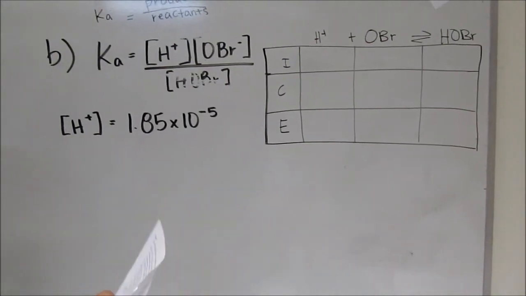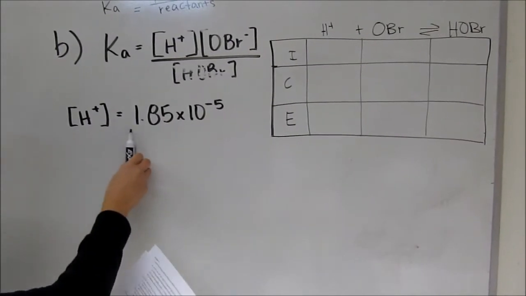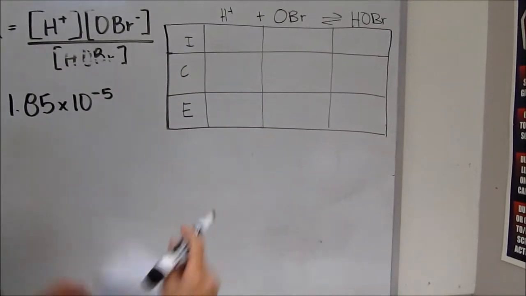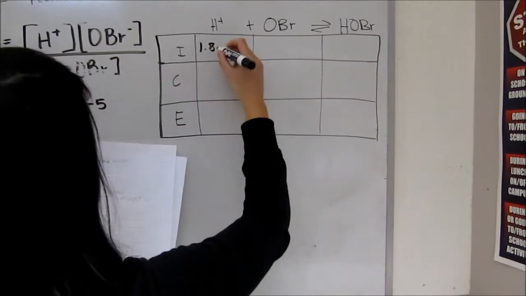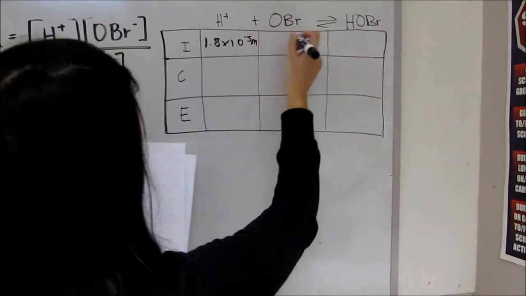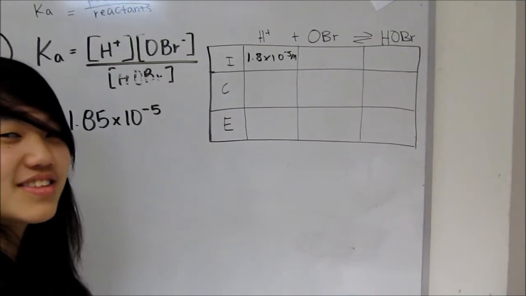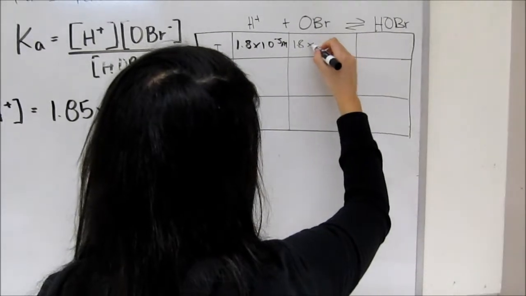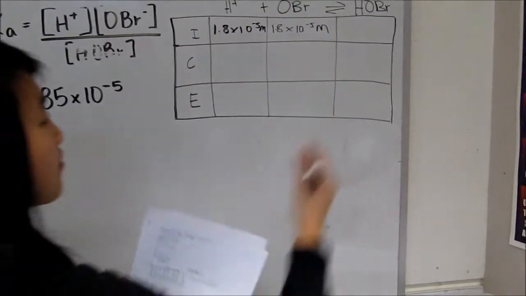And then we're also asked to calculate the concentration of HOBr in an HOBr solution that has a hydrogen concentration equal to 1.85 times 10 to the negative 5. So then we would have to draw a nice table. Since we're given this, we would put 1.85 times 10 to the negative 5 molarity. And we could assume the same thing for OBr, since they're on the products side. And then right here we could just assume that it's 0.